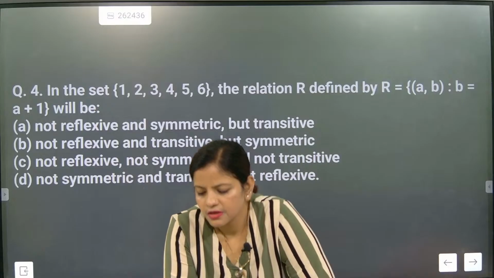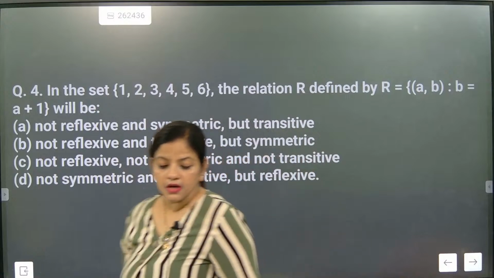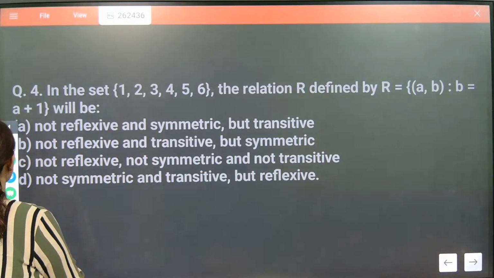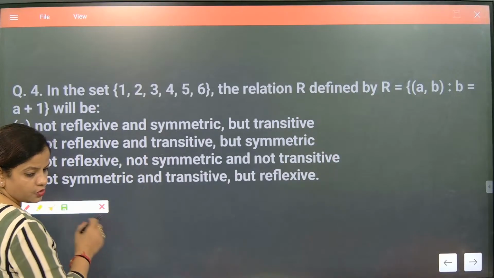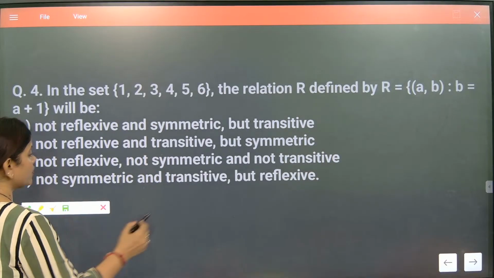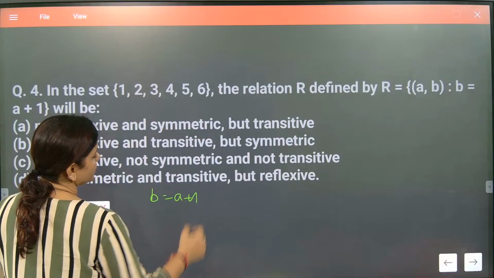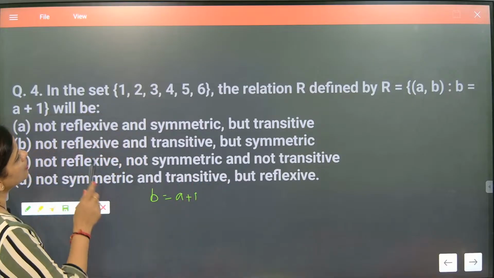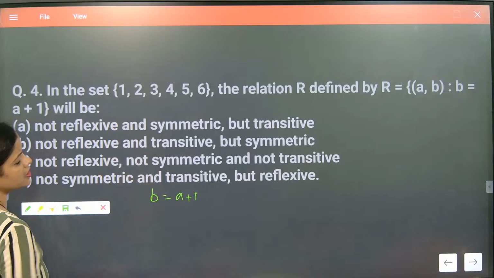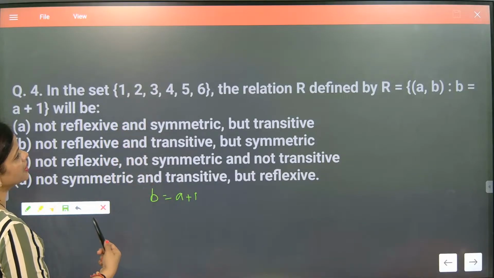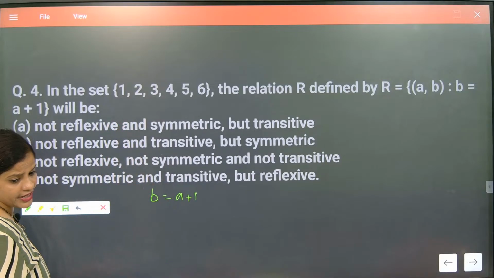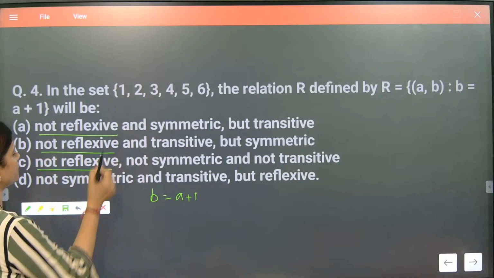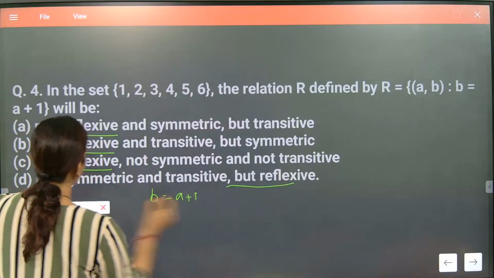Come on, listen. First thing, strategy. Check this one out: B is equal to A plus 1. Somebody will ask how we are going to handle B is equal to A plus 1. Whenever the A value is 1, B will come 2. When A is 2, B will come 3. So definitely there will be no case where it is reflexive. So it is not reflexive. The reflexive part is wrong.